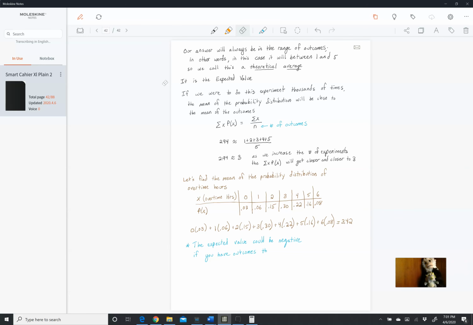This isn't the case here. We don't have any negative outcomes, so you are not going to have an expected value that's negative in a case like this, okay? At least one of the outcomes has to be negative in order for that to happen. Okay, now the last thing is just looking at variance and standard deviation.